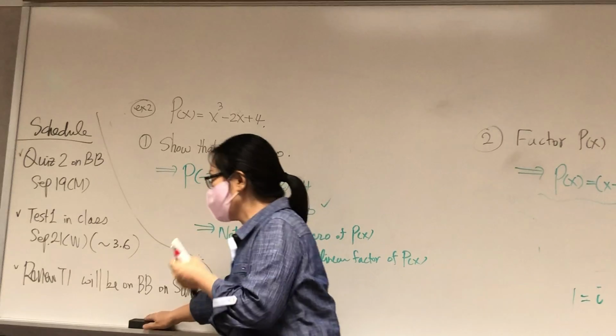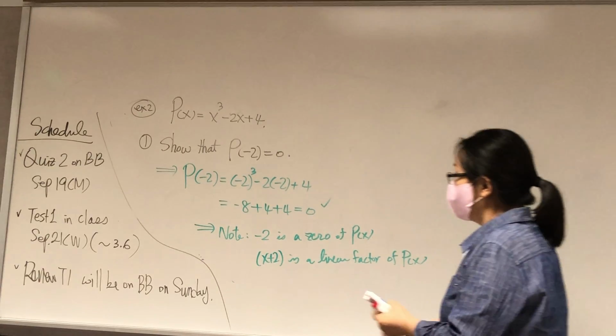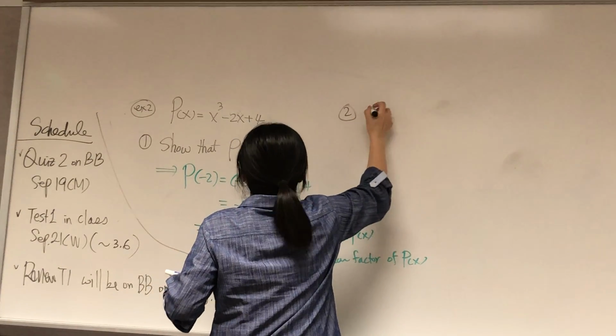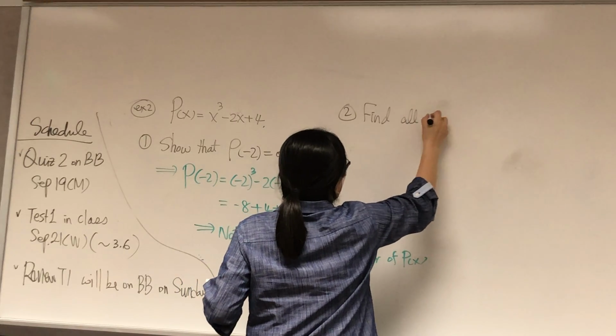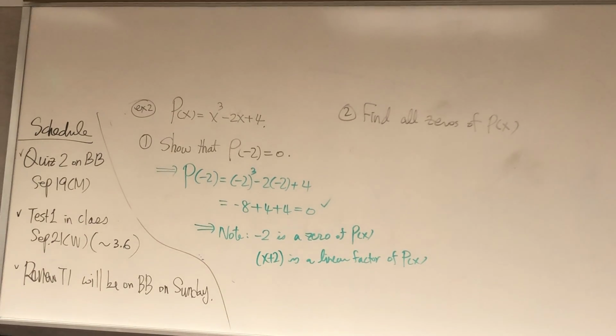Okay, number 2. Now, on number 1, find all zeros. How do you find all zeros? How do you break down? We can take out the x plus 2. And then how do you find the other part? Not using the quadratic formula.